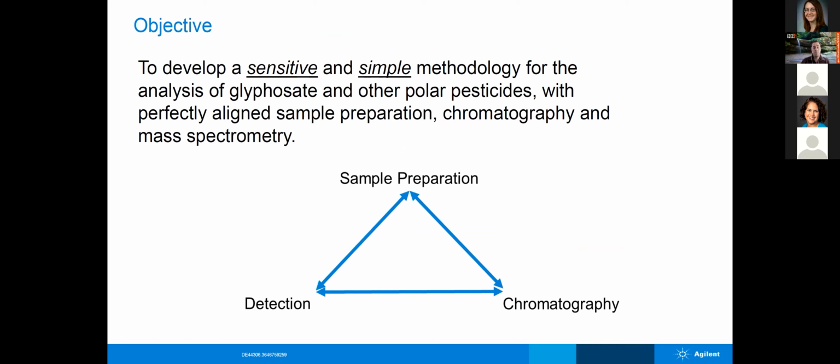I mentioned we want to develop a simple and sensitive method not just for glyphosate, but for its other polar pesticides and metabolites that are of interest to agricultural scientists, as well as environmental chemists. Because if this is sprayed on a field, you can imagine that it's going to drift and also get into the water table.